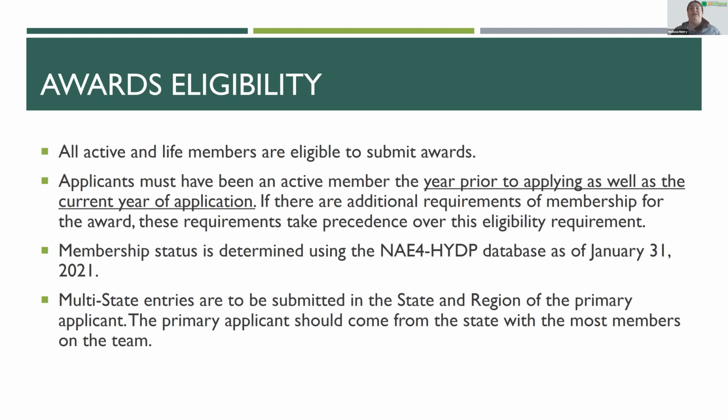So I know states are still getting their membership in. So the counts for the service awards are at the end of the month, whatever the database number is. And of course, multi-state entries are to be submitted in the state and region of the primary applicant. So the primary applicant should come from the state with the most members on the team, or whoever was the main contact for that team. And I know that with our situation with the pandemic, there's been a lot of cross-pollination. So I'm hoping that we do see a lot of awards coming from multiple areas.